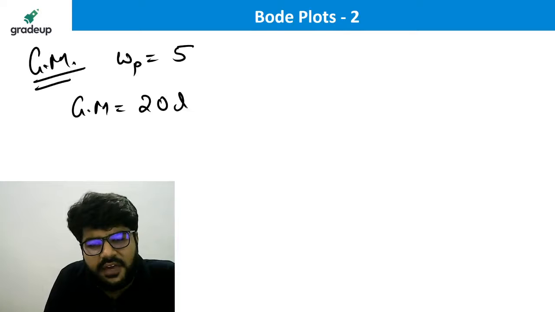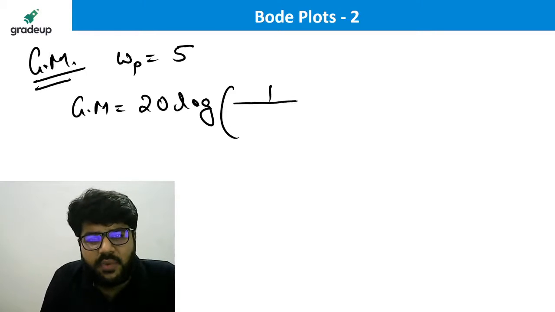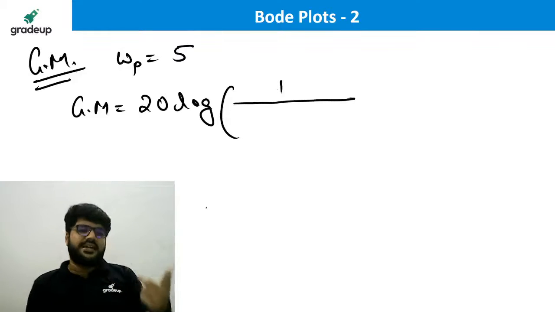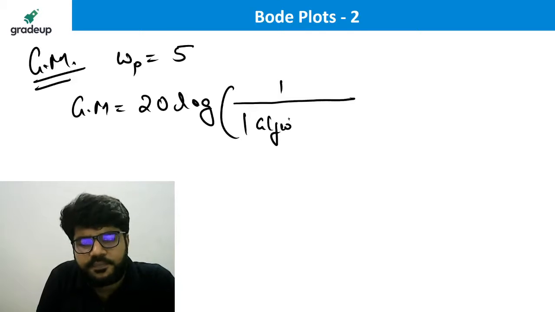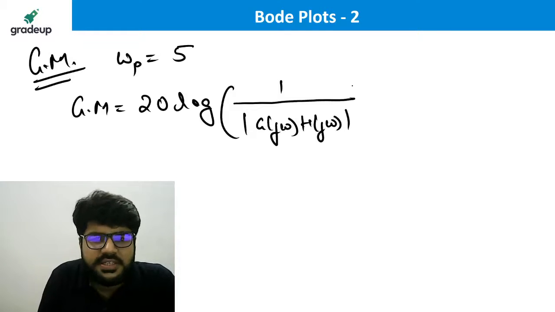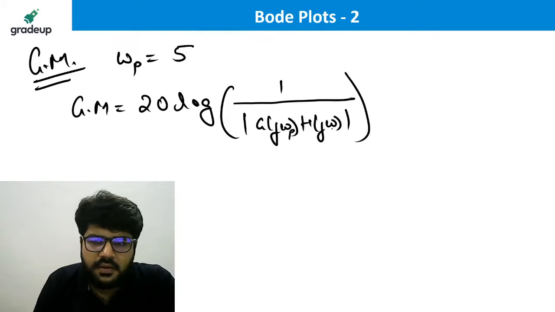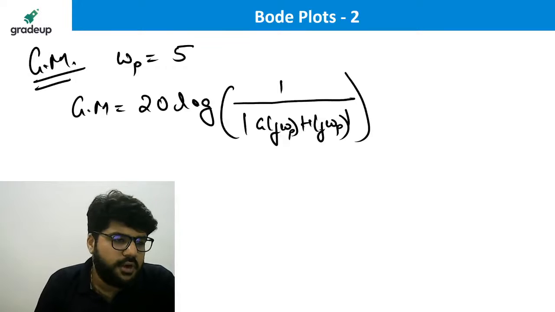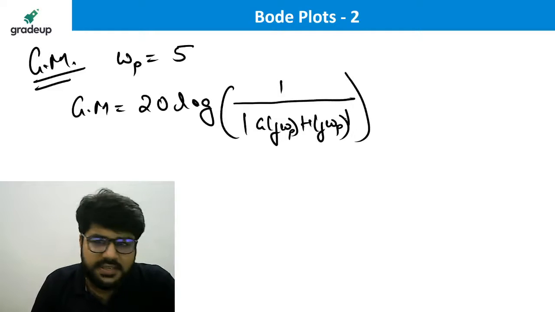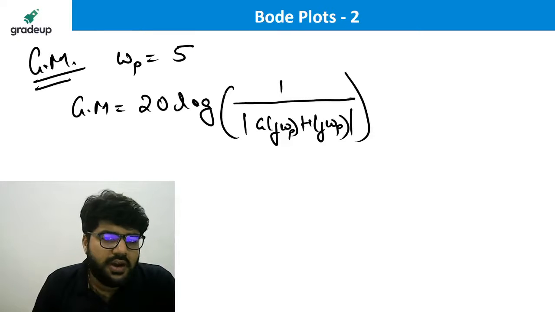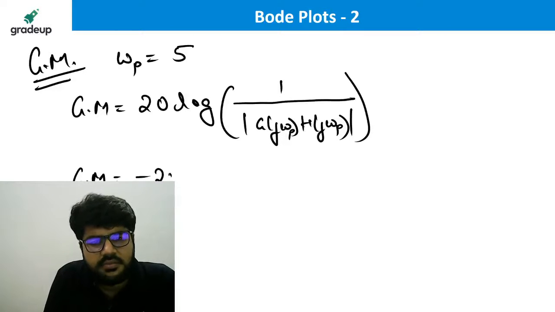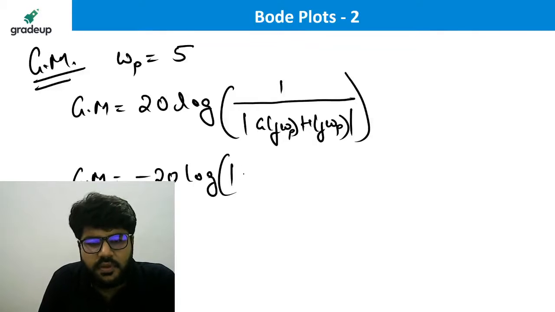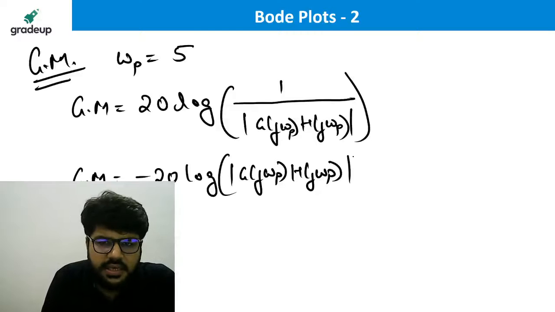The standard formula of gain margin is 20 log. Now you should understand why we define the gain margin in decibel, so that it is consistent with the Bode plot also, because the Bode plot is sketched in the log. So 20 log 1 upon mod G(j omega p) H(j omega p), in the form of decibel. What is log 1 by x? It is minus log x. So the gain margin is minus 20 log mod of G(j omega p) H(j omega p).